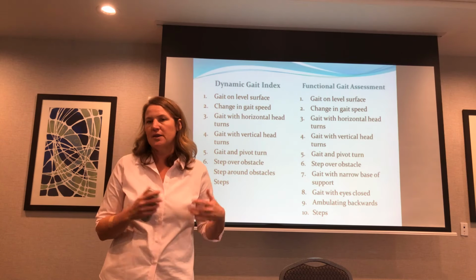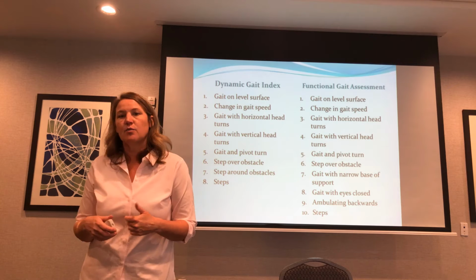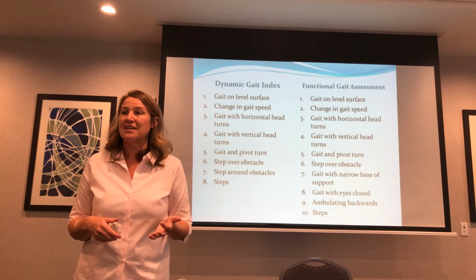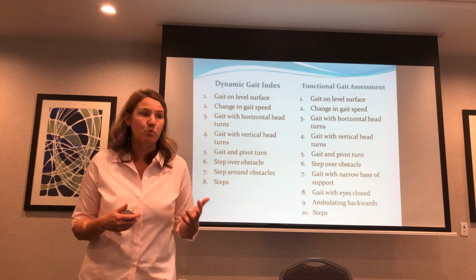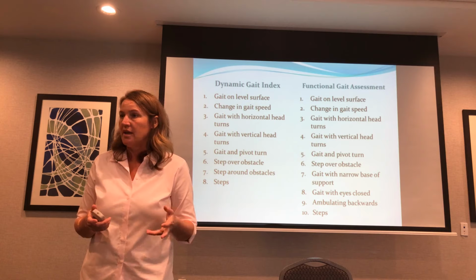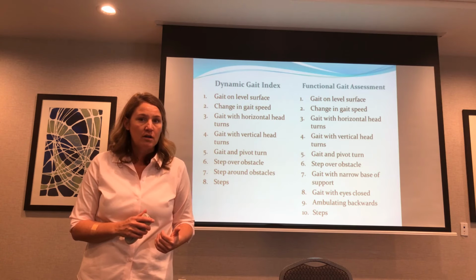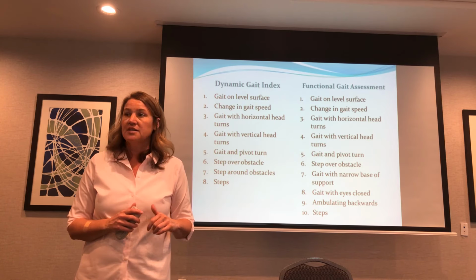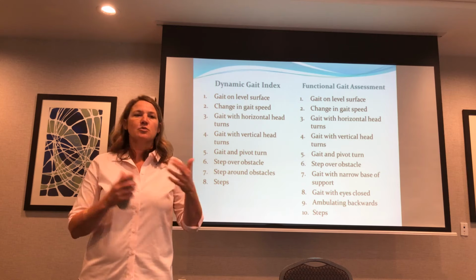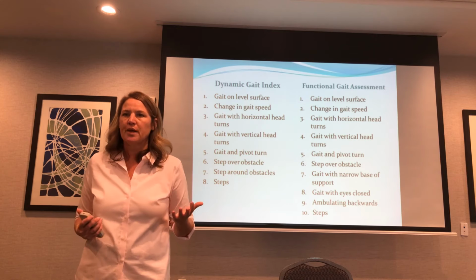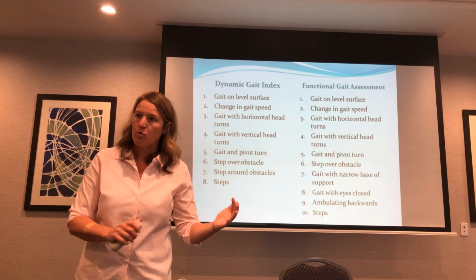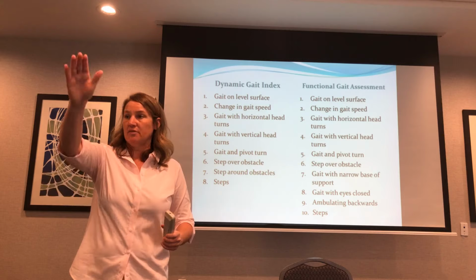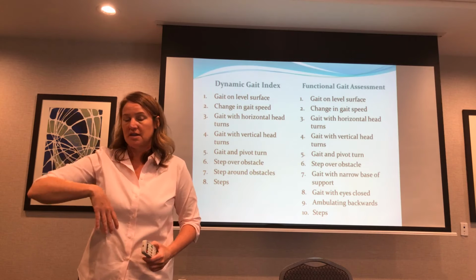Changing gait speed. So you basically have them walking, and you say, when I tell you to, I want you to walk as fast as you can, and keep walking fast until I tell you otherwise. And then when I tell you to walk slow, I want you to walk slow until I tell you otherwise. So you have them start walking at their normal pace, and then you say fast, and have them walk fast, and then now slow. I want you to walk slow. So you do have to have a significant amount of space to do this testing.